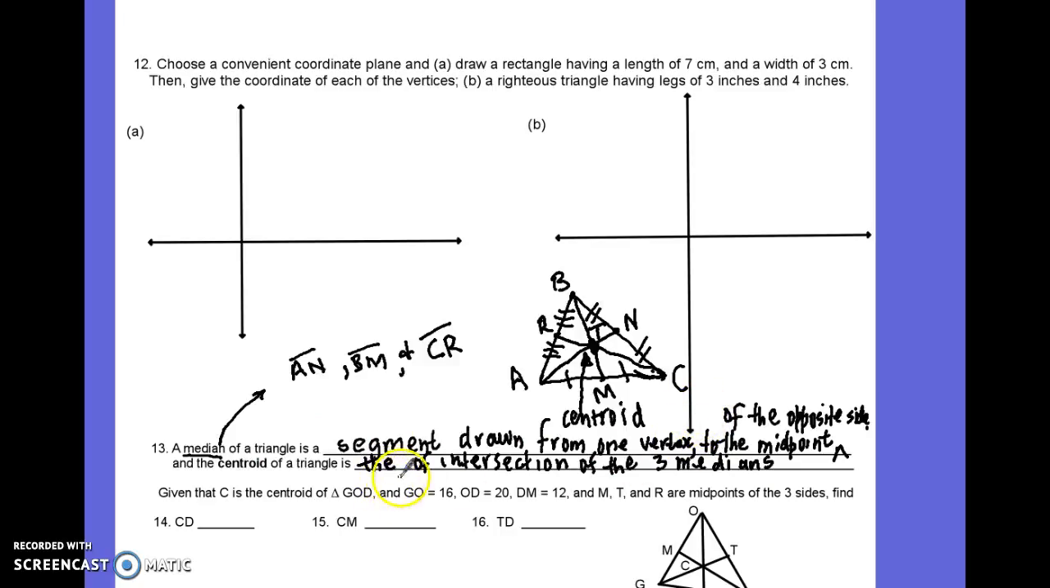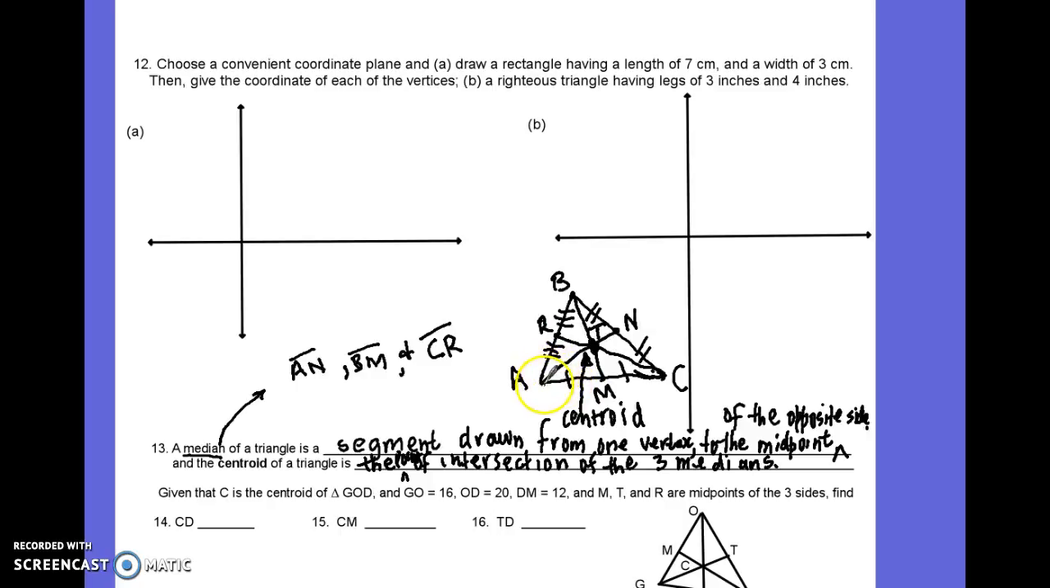Now there's some math concerning that, but let's just go over this. Say this with me. The centroid of a triangle is the point of intersection of the three medians. Again, the centroid of a triangle is the point of intersection of the three medians. And there's something special about that point of intersection.